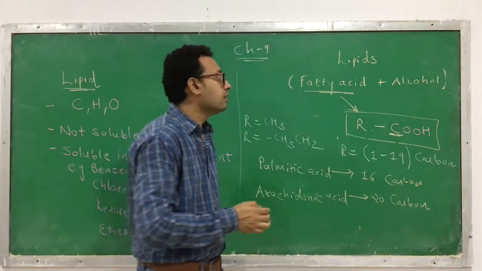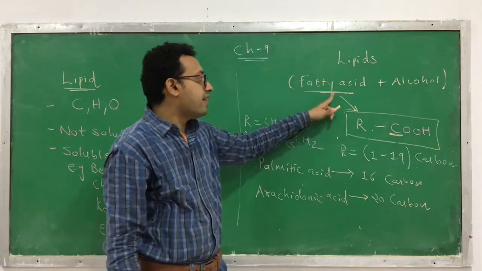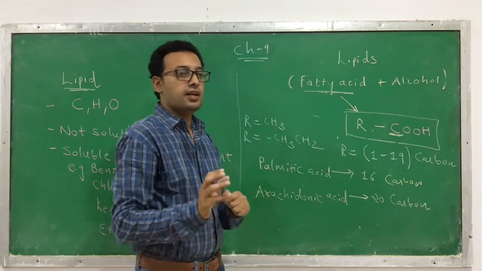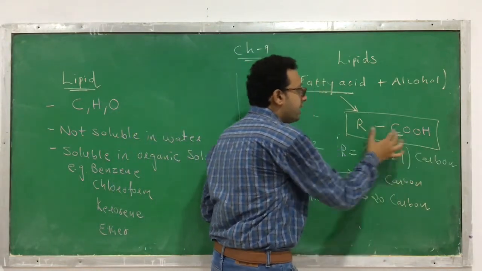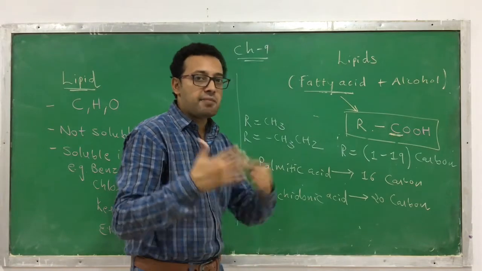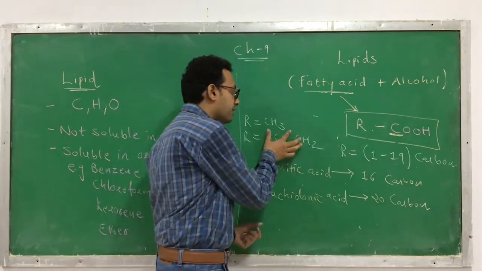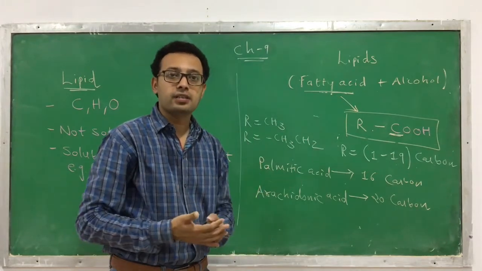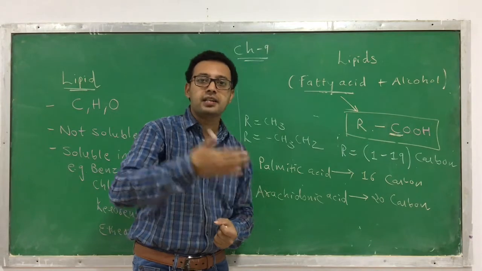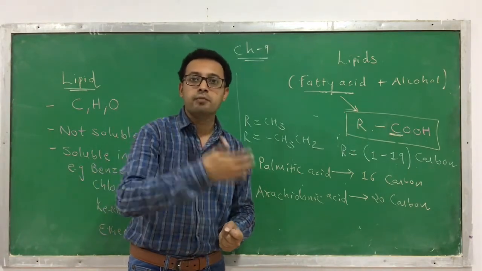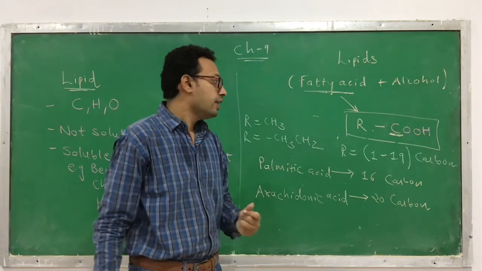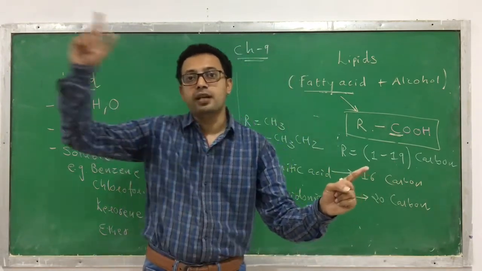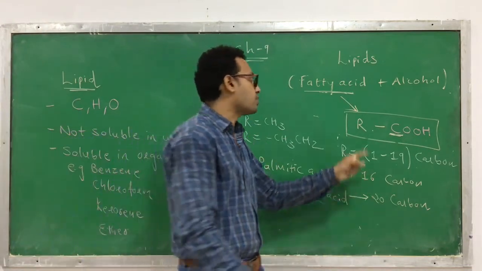I again repeat, lipids are made up of fatty acid and alcohol. First of all, we discussed the fatty acid. What is a fatty acid? A fatty acid contains a carboxylic group attached to an R group. R may be anything, a long chain of carbons. It may be methyl, ethyl, propyl, butyl, etc. Methyl has 1 carbon, ethyl has 2 carbons, propyl has 3 carbons, butyl has 4 carbons, similarly. But the number of carbons in R varies from 1 carbon to 19 carbons. That is the structure of a fatty acid.